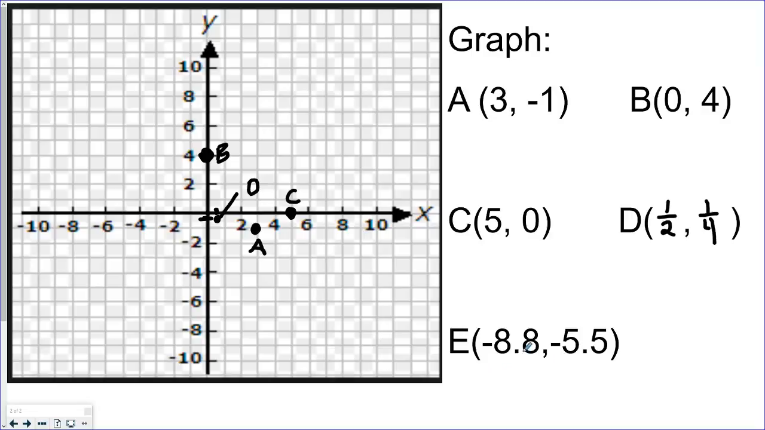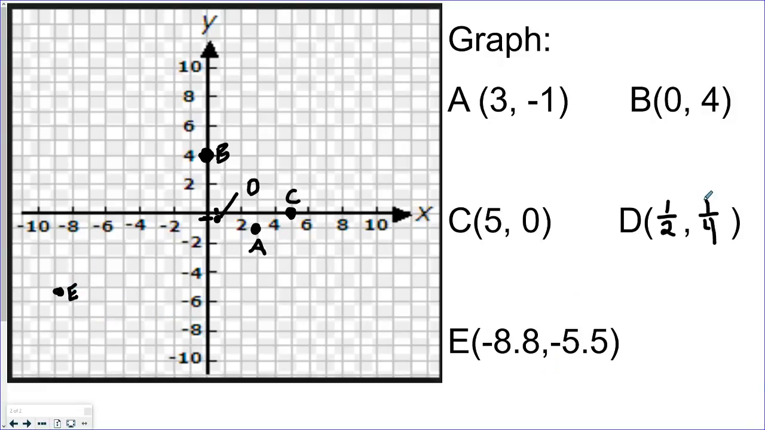Same with decimals. I don't know exactly where negative 8.8 is, but I know here's negative 8. I know here's negative 9. I know that negative 8.8 is pretty close to 9, so I'm going to put it pretty close to 9. And then negative 5.5, well, that's basically halfway past negative 5. So I'm going to go down here. 1, 2, 3, 4. Here's 5. Here's negative 6. So that'd probably be like right there. It'd be negative 5.5. So this point right here would be where E is.